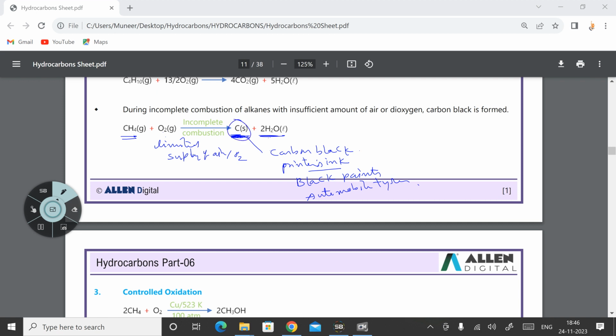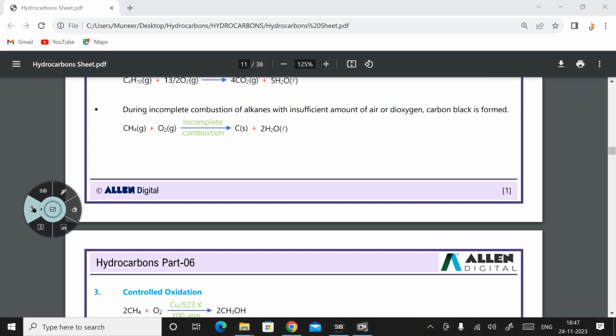Which one? Carbon black. When is carbon black formed? When methane is burnt in a limited supply of air or oxygen, carbon black is formed.